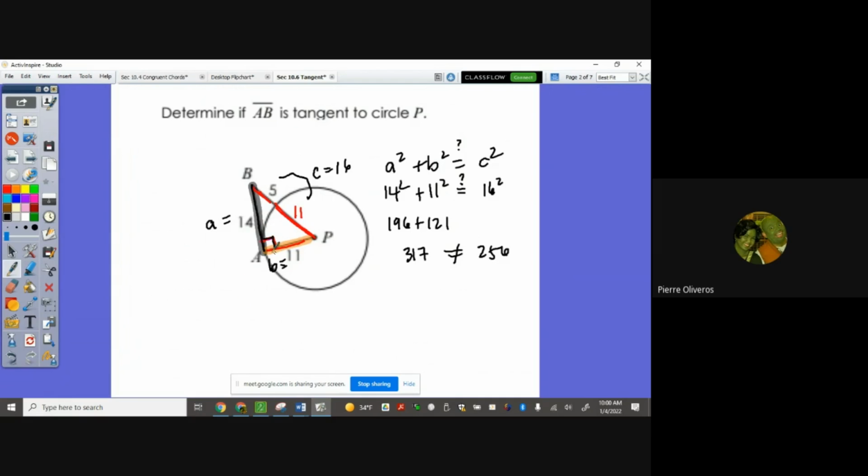Since they're not equal, therefore, segment AB is not tangent to circle P, because this does not make a 90-degree angle, or this is not tangent basically. So therefore, it's not. Okay, so they have to be equal in order for you to say that segment AB is tangent to circle P.